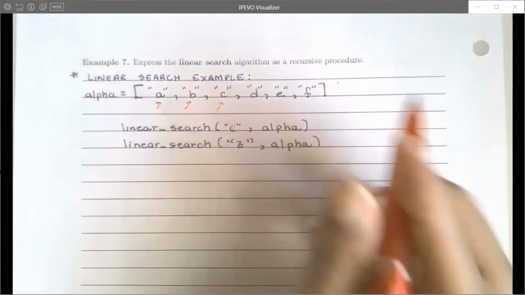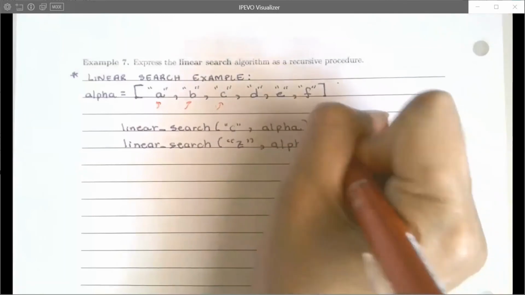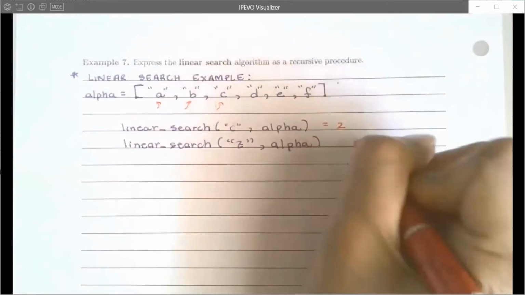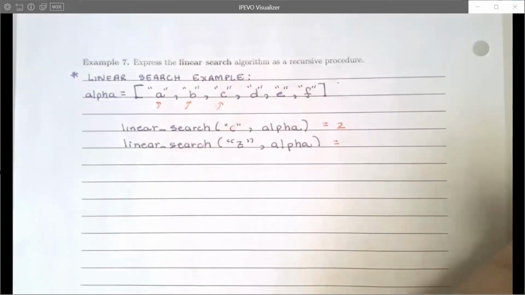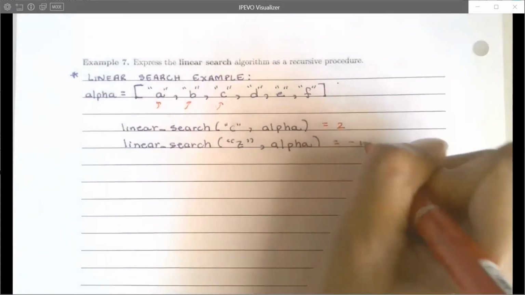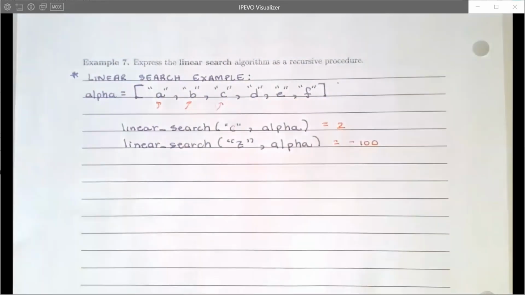Okay, so in this case, linear search would return a 2. In this case, it would return, sometimes it's written as -1 when it's not found. Or maybe just like a very negative number like -100 to signify we haven't found it. So how might we implement this recursively?